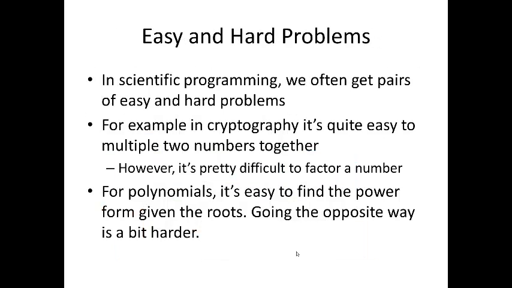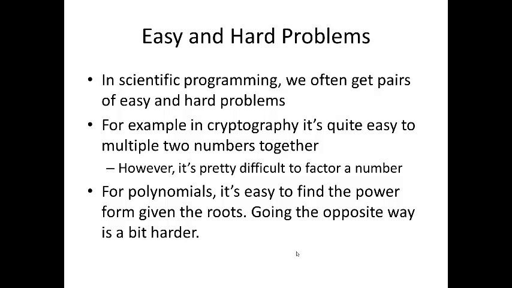And this brings us to another point the authors make in this section. In scientific programming, we often get pairs of easy and hard problems. For example, in cryptography, it's pretty easy to multiply two numbers together, in particular two large primes. However, it's really difficult to factor large prime numbers or to factor any number. It takes a lot more work to do that.